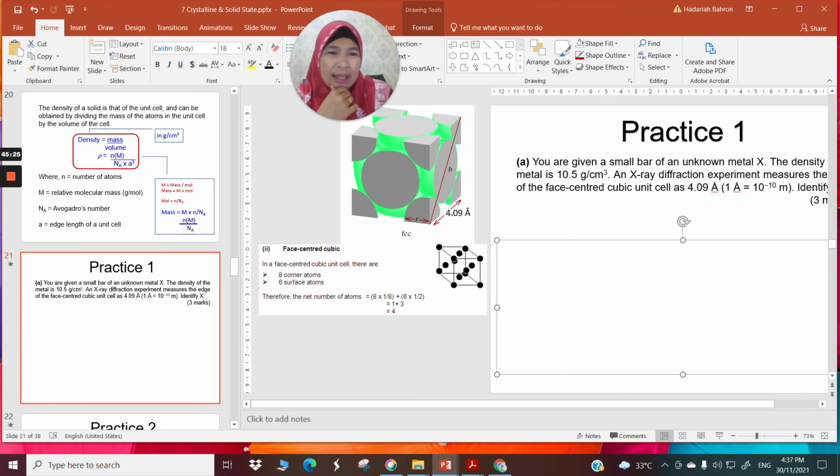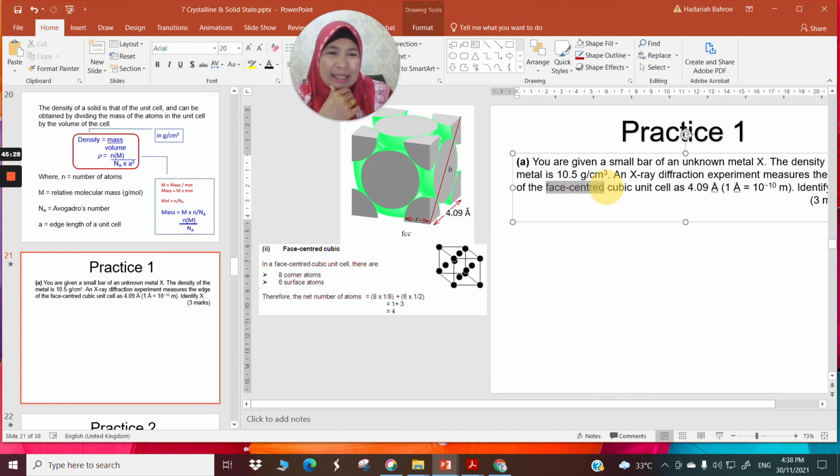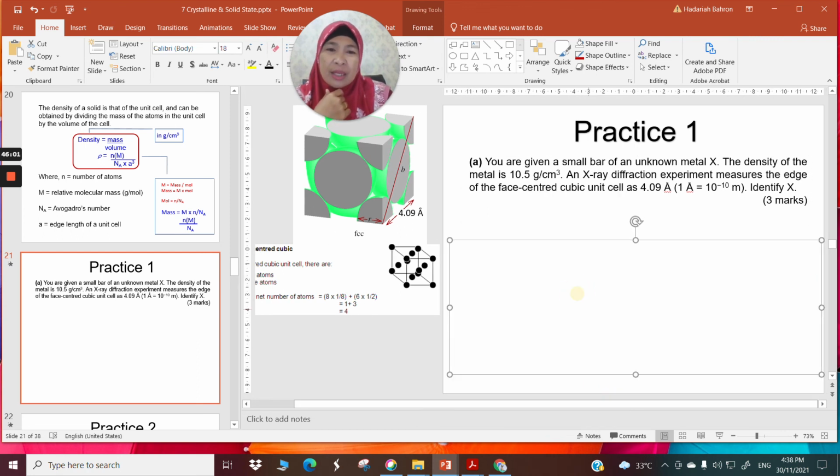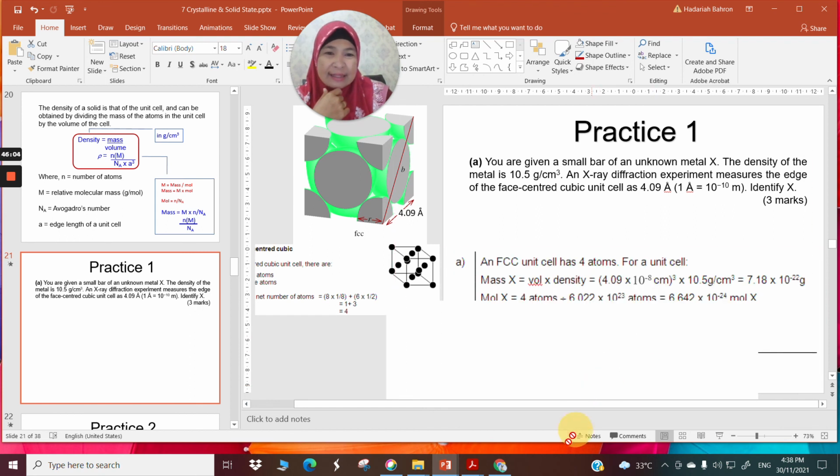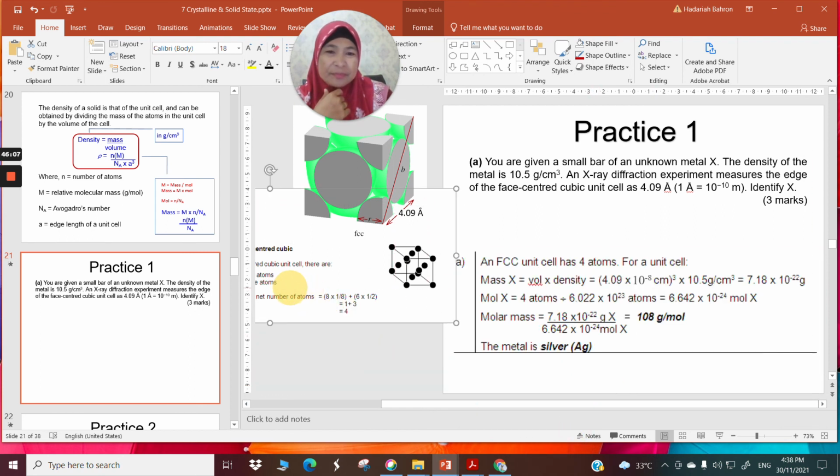You are given that this metal X has a face-centered cubic unit cell. This is the structure of a face-centered cubic unit cell with the edge length of 4.09 angstrom. And you remember from the calculation that a face-centered cubic unit cell has 4 particles. Remember, in one unit cell, there are 4 particles for FCC, and the edge length is 4.09 angstrom. So how are you going to use this information to determine what X is?